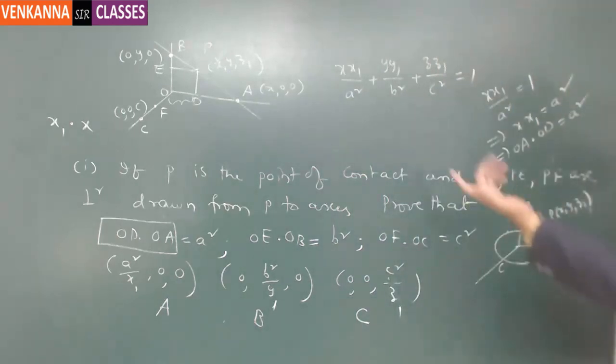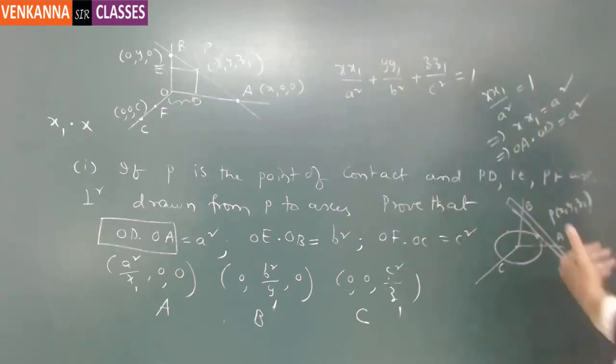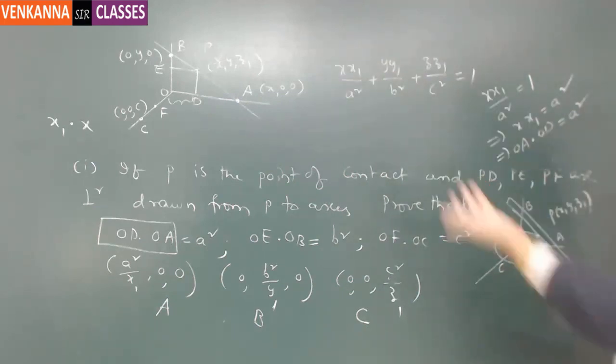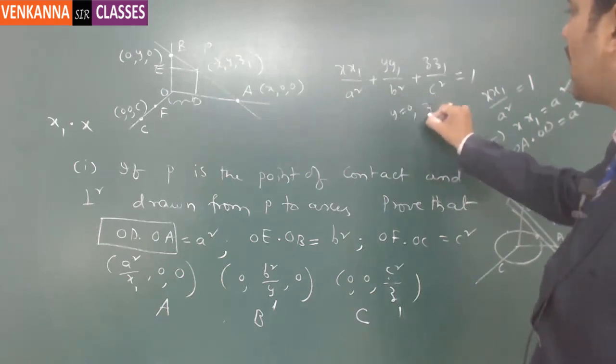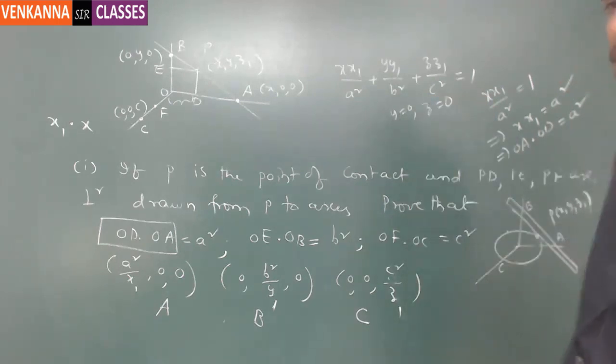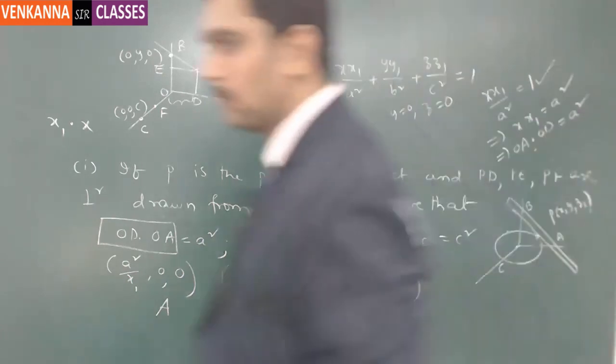So to know the intercepts made by this tangent plane, if I want to know the x-intercept, I have to substitute y equal to 0 and z equal to 0. So from this I will get x1 by a square is equal to 1, which is nothing but x1 is equal to a square. So x is nothing but OA, x1 is nothing but OD is equal to a square. Fine.